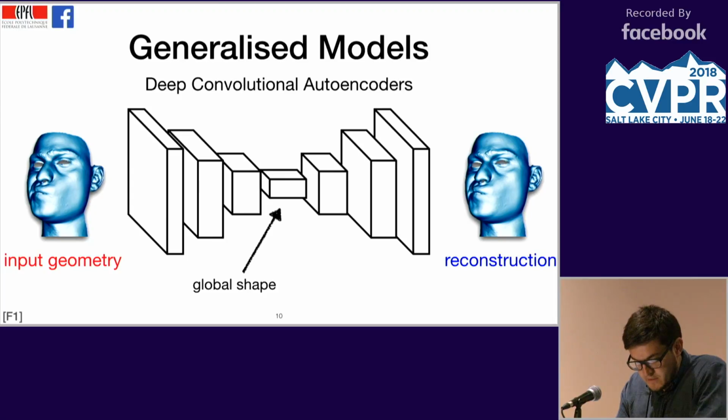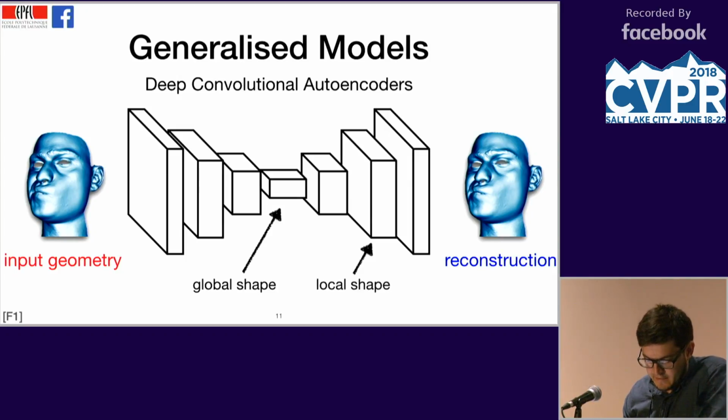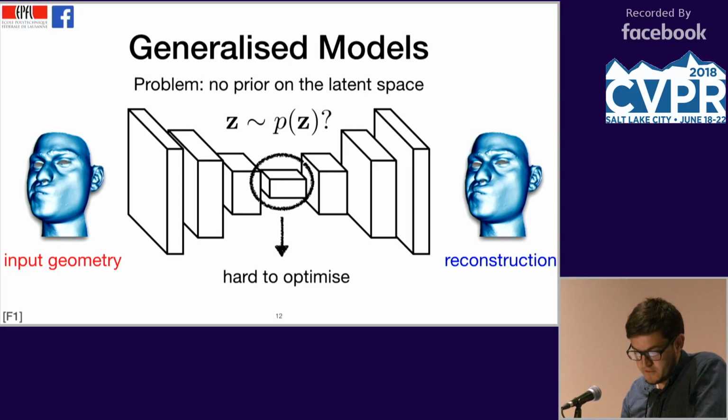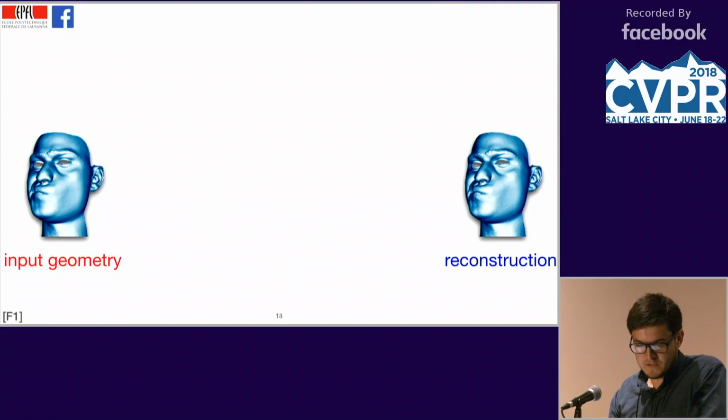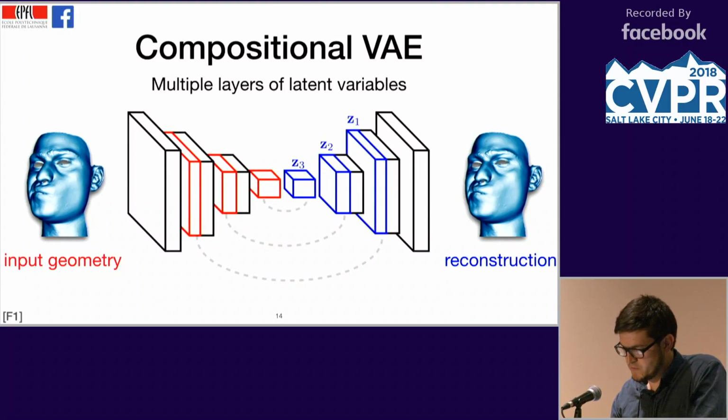The idea is that, similar to the global models, the lower layers from the narrow part of the autoencoder will capture basis for global detail, and the higher layers from the wider part will capture basis for more local high-frequency deformations. However, just training a deeper autoencoder is not going to work nicely, for two reasons. The first reason is that we do not have any kind of prior on the latent space, which makes optimization over this space harder. The second reason is that we rely on a single bottleneck representation, which makes it hard to capture high-frequency detail. To solve those issues, we introduce a model which we call compositional VAE.